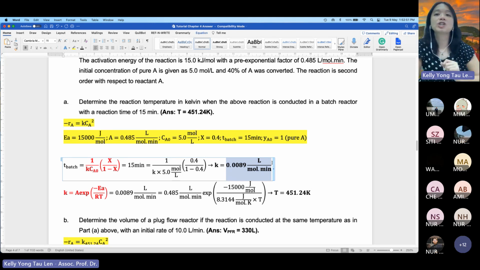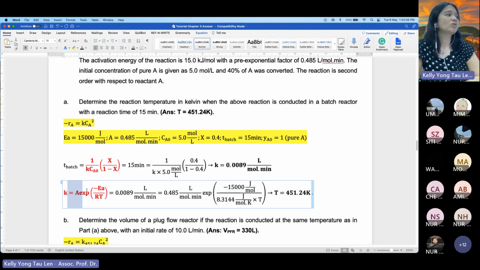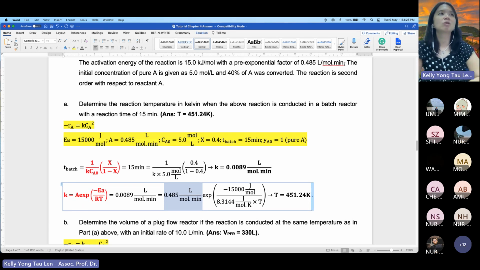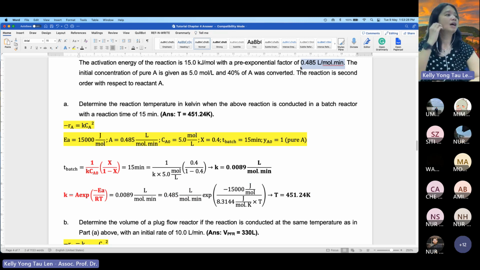But it is not finished yet, right? Because we want to find temperature. So we learn that temperature and k are correlated through the Arrhenius equation, where k equals A exponential bracket minus Ea per RT. So from this, I can find my temperature. My value of k, which I already calculated just now, is 0.0089. A is the pre-exponential factor, which is 0.485, given from the question.